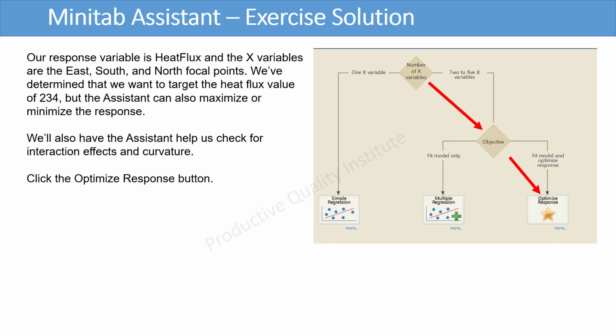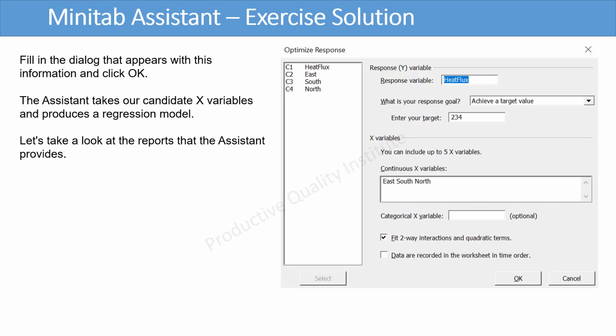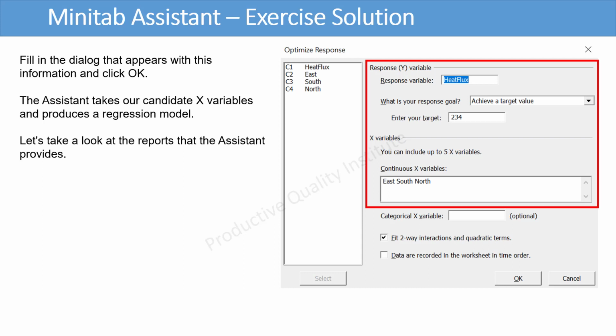Our response variable is heat flux and the X variables are the east, south, and north focal points. We've determined that we want to target the heat flux value of 234, but the assistant can also maximize or minimize the response. We'll also have the assistant help us check for interaction effects and curvature. Click the Optimize Response button. Fill in the dialog that appears with this information and click OK.